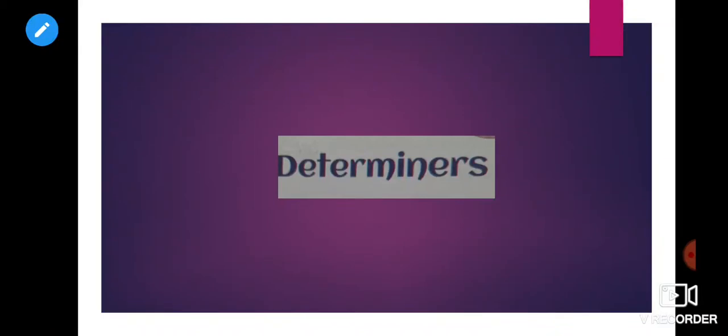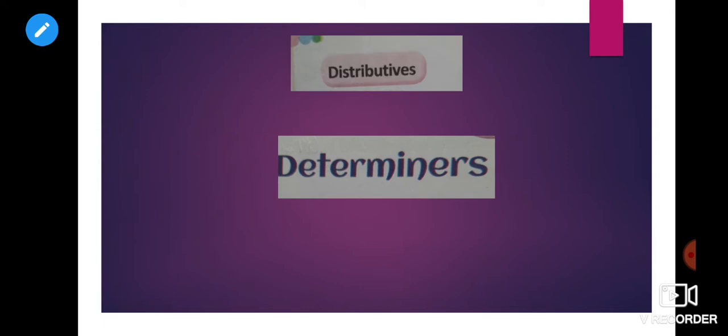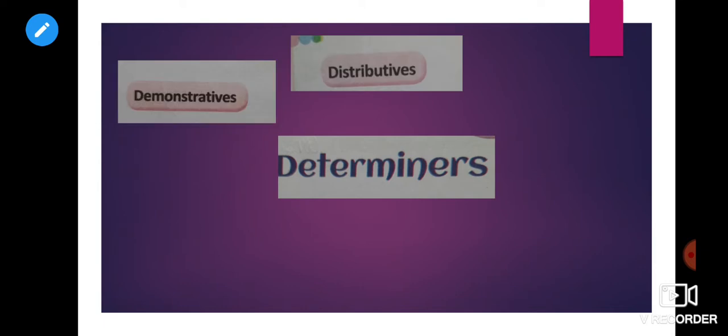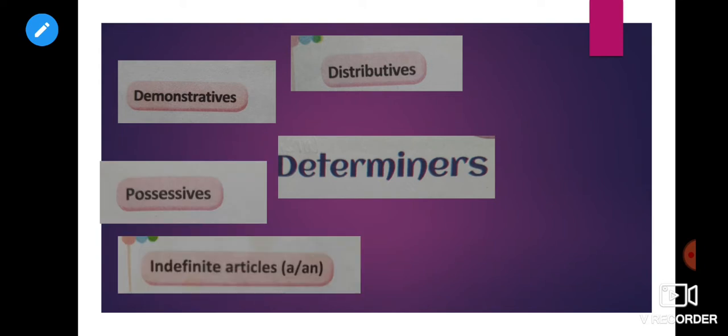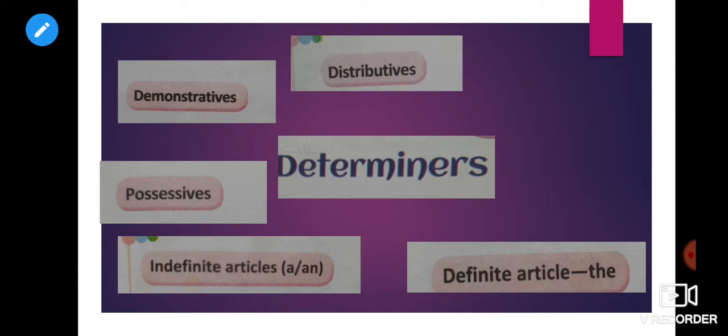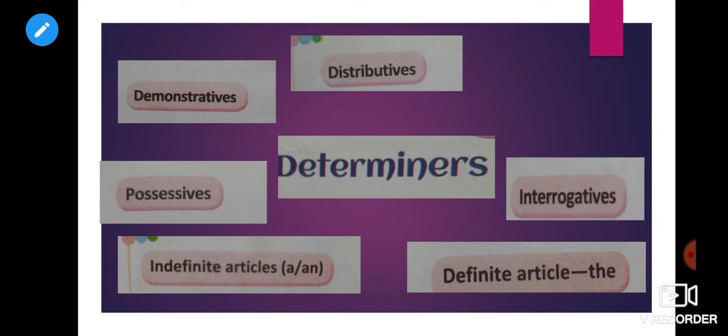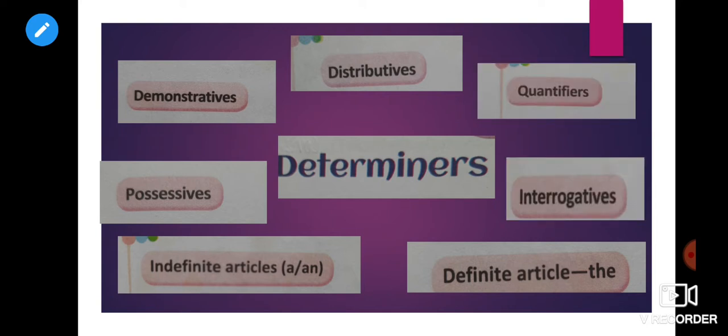Hello students, we are learning English grammar and the topic for today is determiners. There are different types of determiners like distributives, demonstratives, possessives, indefinite article a and definite article the, interrogatives and quantifiers. We will study each type of determiner one by one.